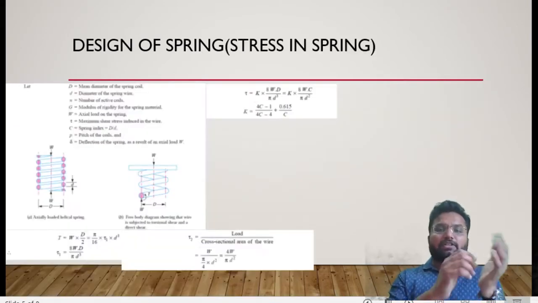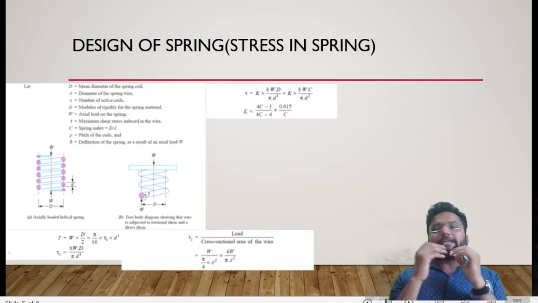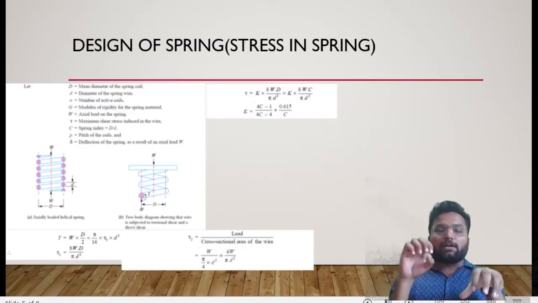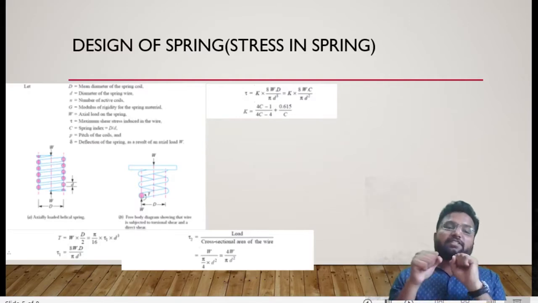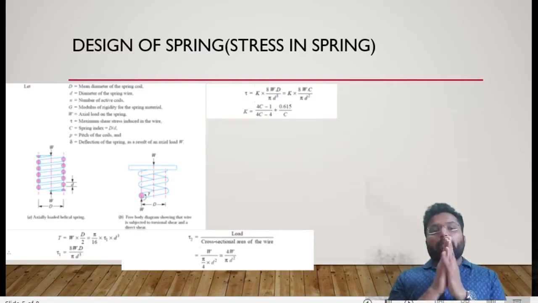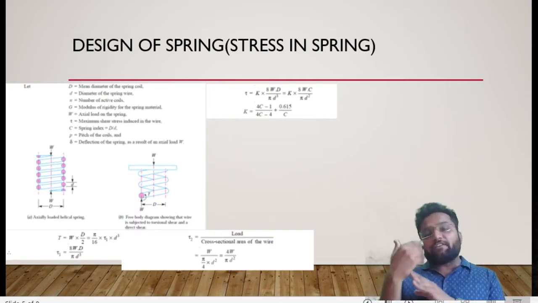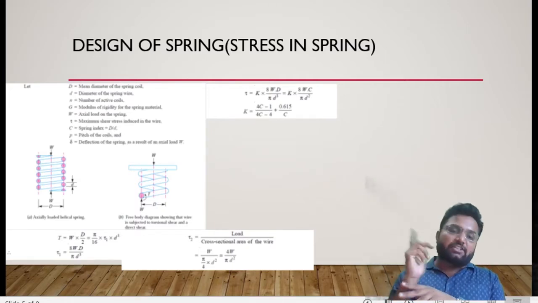So the next part is the design of stresses in the spring. Basically, a spring is nothing but a wire. So this wire goes under a twisting moment. This twisting moment will be reflected as a linear deflection in the spring.